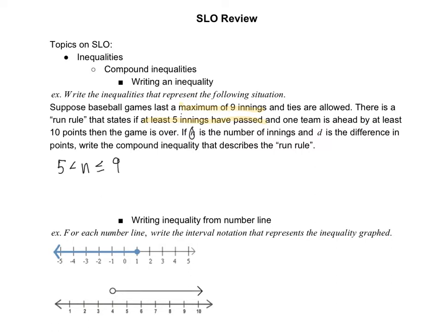Okay. My second inequality is going to have to do with d, our difference in points. So if I look, a team has to be ahead by at least 10 points. So that tells me that the difference in points has to be greater than or equal to 10. So this is my compound inequality that describes the run rule.